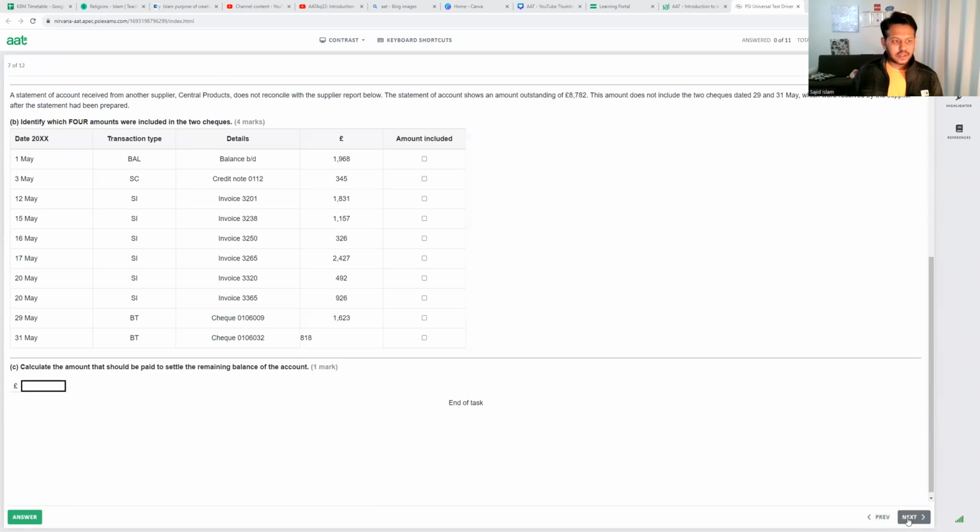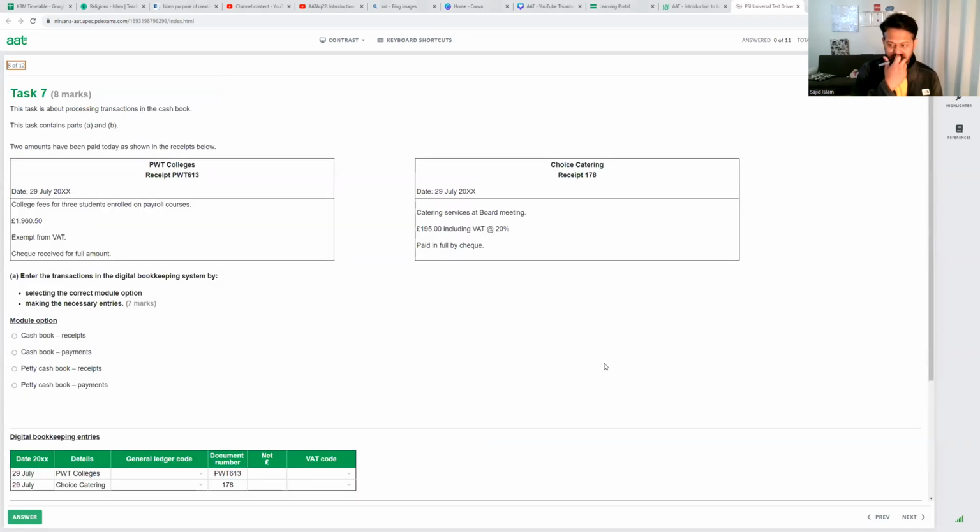So the next one we are looking at is question number 7. Question number 7 is saying this task is about processing transactions in the cash book. Cash book questions will always be in the exam. It's very common. This task contains A and B. Two amounts have been paid. If we paid, remember that is the cash book credit side. If we receive the money, cash book debit side. If we pay for any reason, it is the cash book credit side.